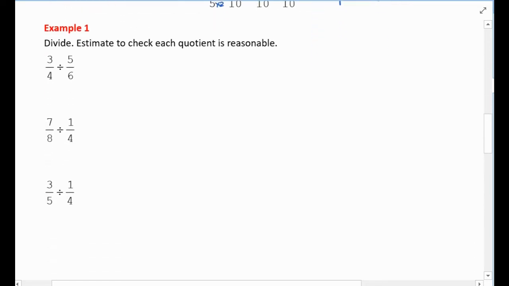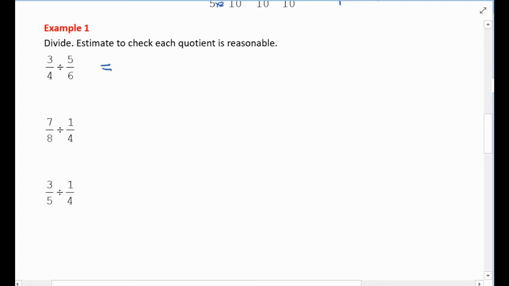Next question. So example 1. So I want you to pause the video and try example 1 by yourself using common denominator. Go ahead, everyone. All right, everyone, let's do it together.